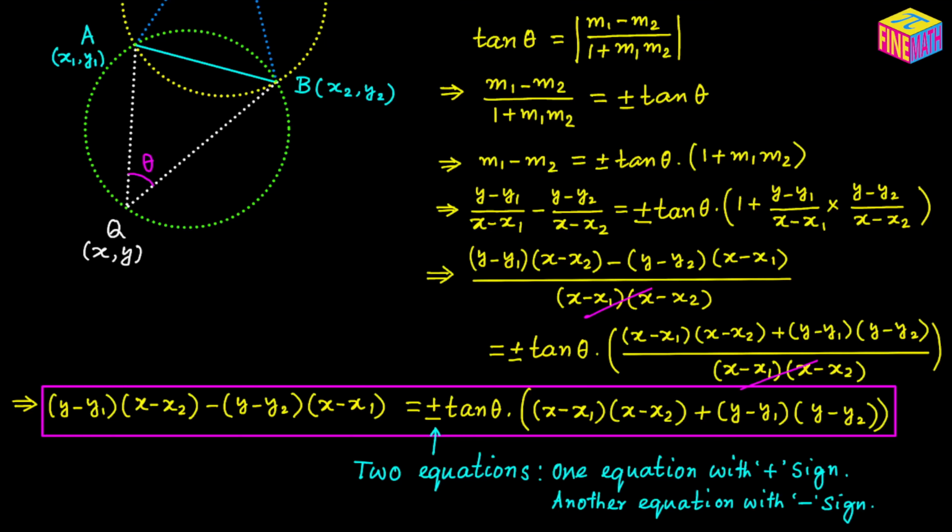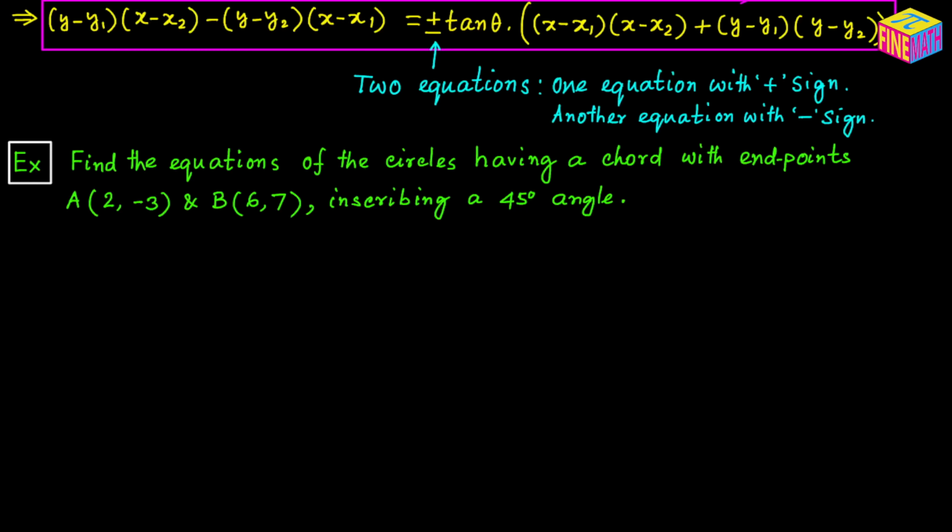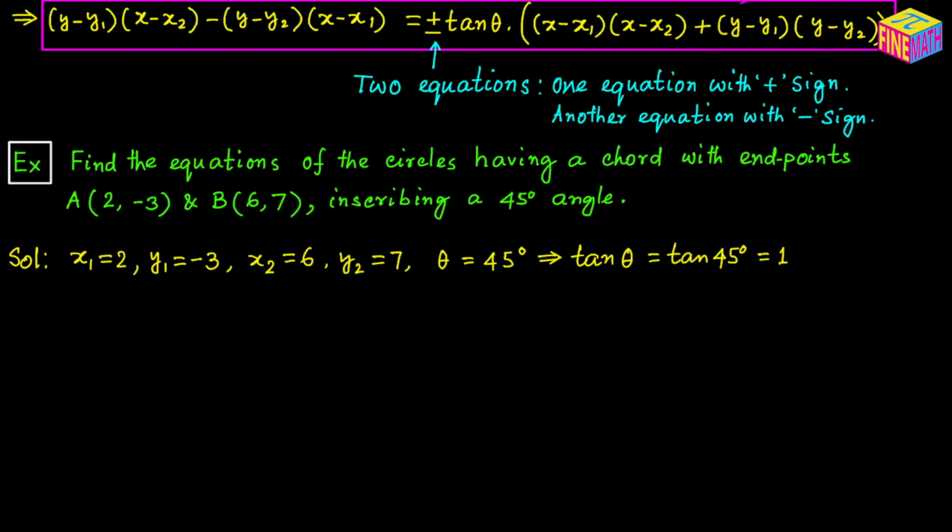Next, let's take an example. Let's suppose we have an example like this that says find the equations of the circles having a chord with endpoints A(2, −3) and B(6, 7). A and B are the endpoints of the chord, and also the chord inscribes an angle of 45 degrees. So what are the given information? x₁ will be equal to 2, y₁ will be equal to −3, x₂ will be 6, y₂ will be 7, theta will be 45 degrees, and from here tangent of theta will be tangent of 45 degrees, and that is equal to 1.